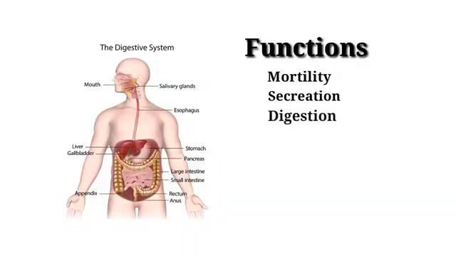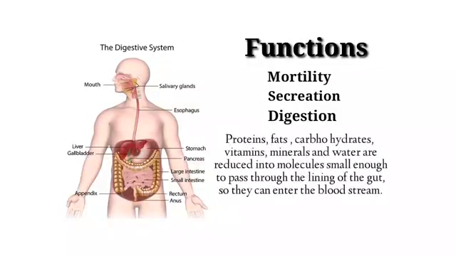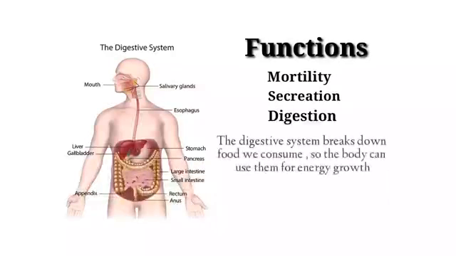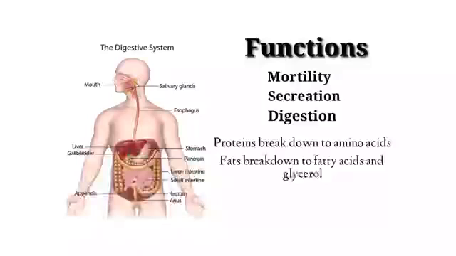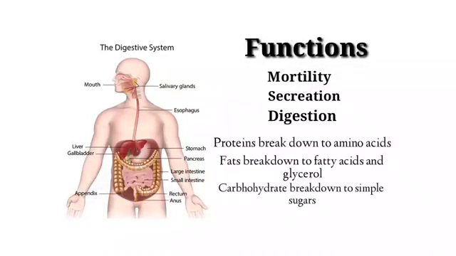Then next is digestion. Digestion of ingested nutrients, including protein, fats, carbohydrates, vitamins, minerals, and water, reduces them into molecules small enough to pass through the lining of the gut, so they can enter the bloodstream. The digestive system breaks down foods we consume so the body can use them for energy, growth, and cell repair. Proteins break down to amino acids, fats break down to fatty acid and glycerol, carbohydrate break down to simple sugars.